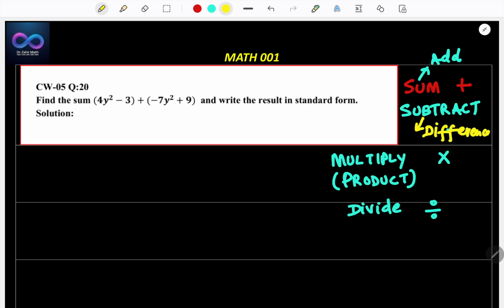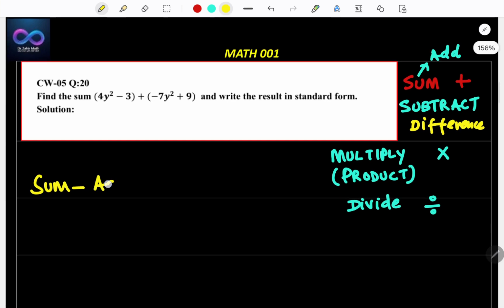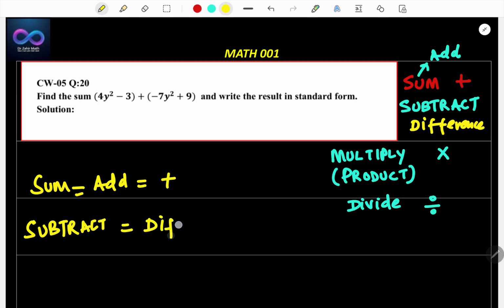Okay, right. Let me write all these things here. Sum, another word, add, which is equal to plus. The next is subtract, or another word is difference. Difference also means minus.